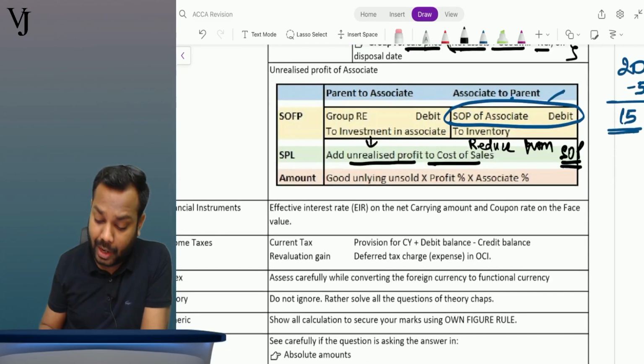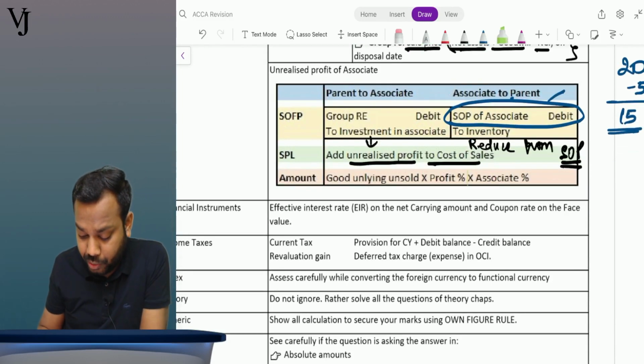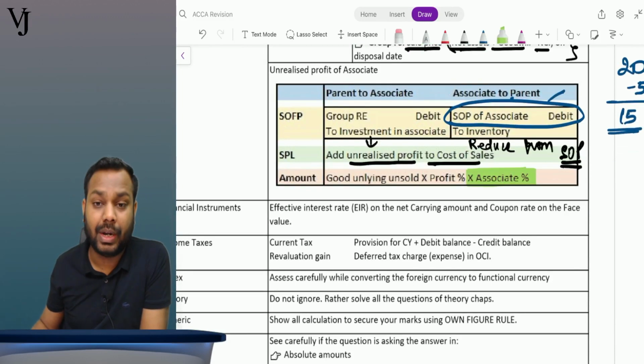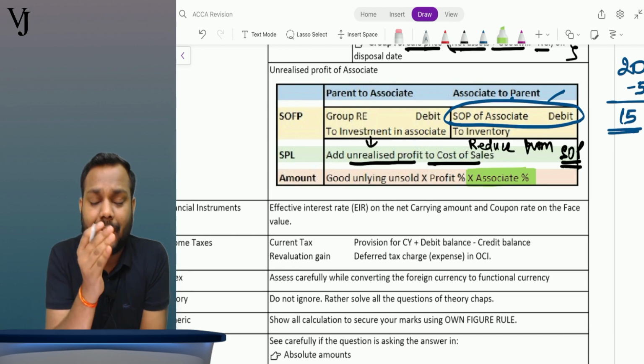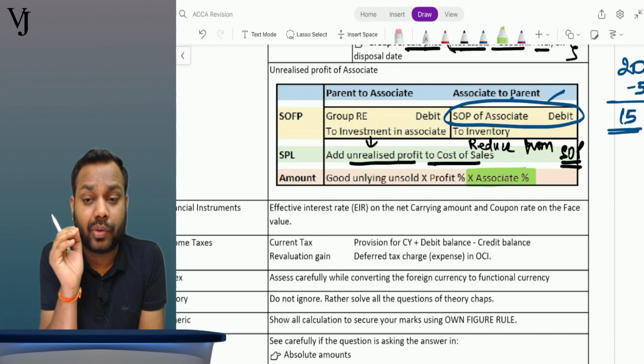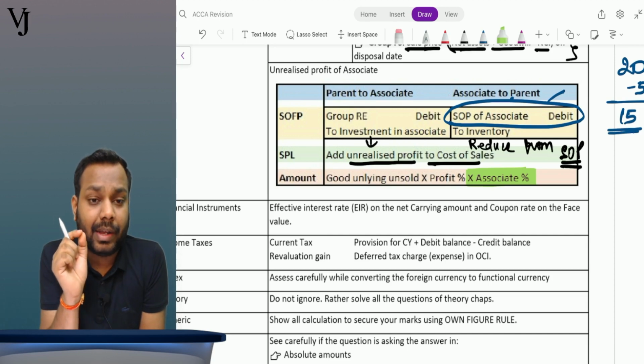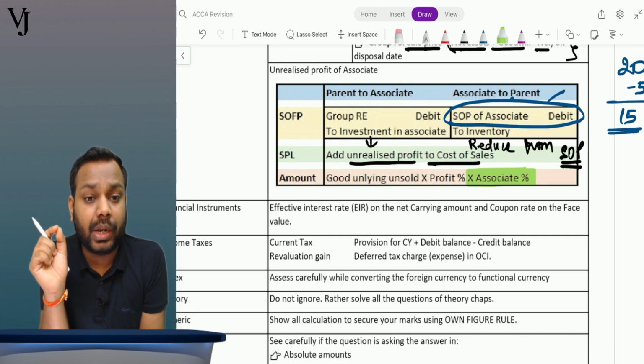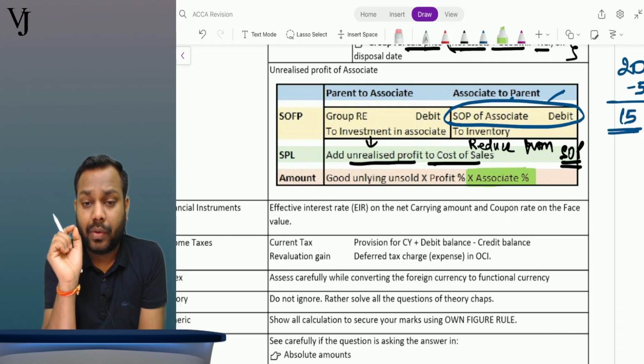Now, how to calculate? Again, a mistake. A student tends to forget to multiply by the associate holding percentage. See, in case of subsidiary, we adjust the whole of the unrealized profit, but in case of associate, we have to multiply the unrealized profit by the associate holding percentage. So do not forget to adjust for this one.